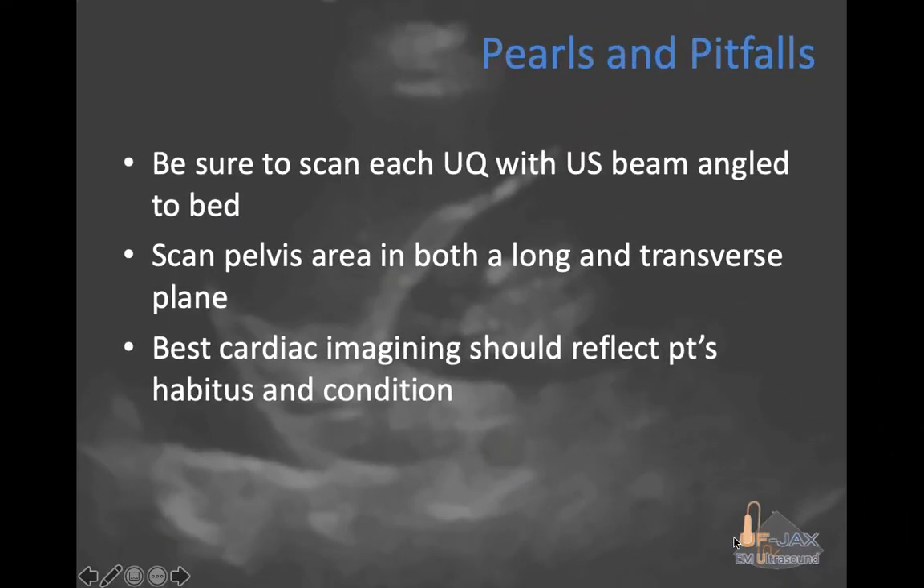So, in conclusion, there are a few things I'd like you to remember. Always angle your ultrasound beams toward the bed when you're scanning the upper quadrants. That way you're able to focus on the correct areas and not more anterior structures. Scan through the pelvis in both a long and transverse plane. That way you're not missing any free fluid that might be hiding out. And lastly, take note of your patient's body habitus so that you can optimize the cardiac view of your patient.